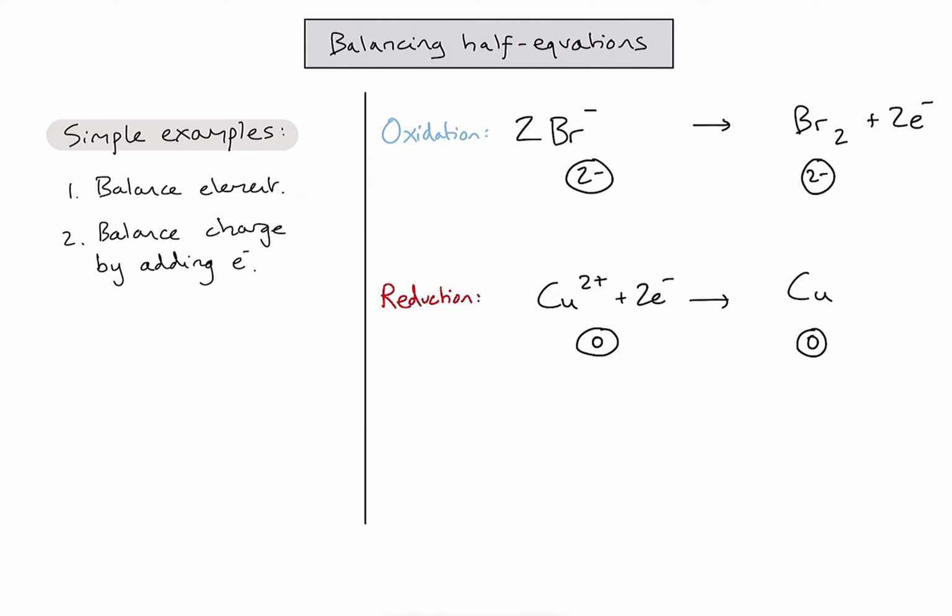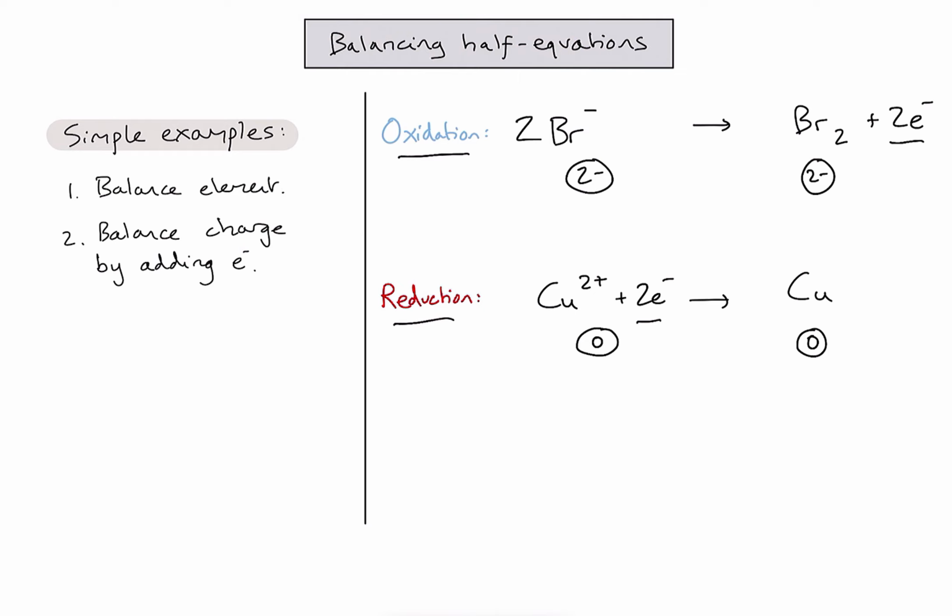As a quick check, we can always work out if we've put the electrons on the right side. In an oxidation half equation, oxidation is the loss of electrons, meaning the electrons should appear on the right-hand side. They are being lost or released. Whereas with reduction, which means a gain in electrons, I should have electrons being added on the left-hand side. So that's a helpful quick check.